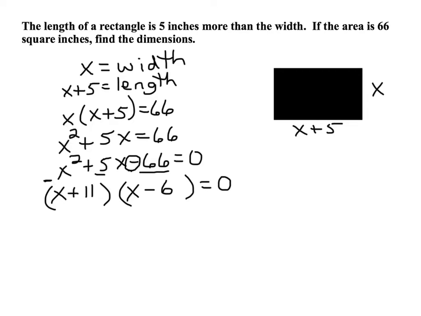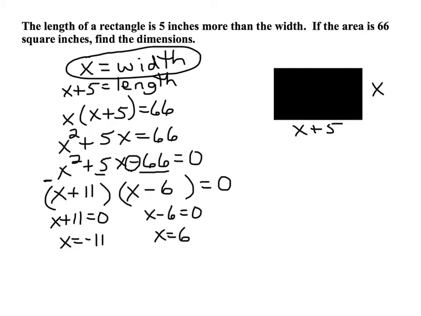So now in this particular case, I want to set both of these equal to 0. If x plus 11 is equal to 0, that means x is equal to negative 11. If x minus 6 is equal to 0, that means that x is equal to 6. So my width is what x was equal to, and I have two different possible answers. x is equal to negative 11, x is equal to 6.